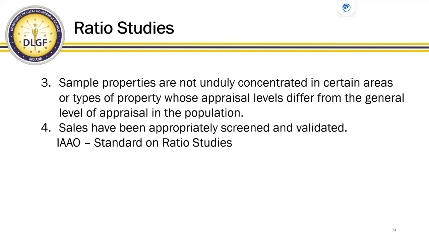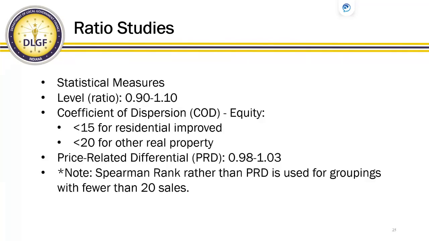And then third, it's important that the distribution of the property types in the sample are as similar as possible to that of the population. This goes back to the example I gave about the improved commercial properties. If those concentrations are not alike enough, then the distributions are most likely not going to be alike enough. Lastly, it's important that sales have been appropriately screened and validated. And so on the next slide, we're going to see some of the important IAAO standards for key statistical measures found in the ratio study.